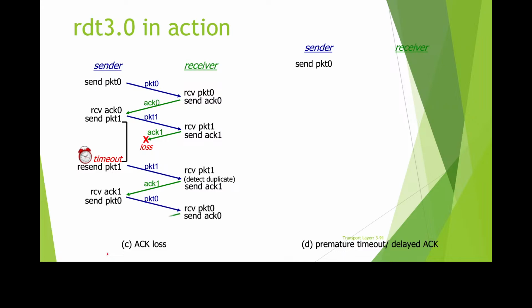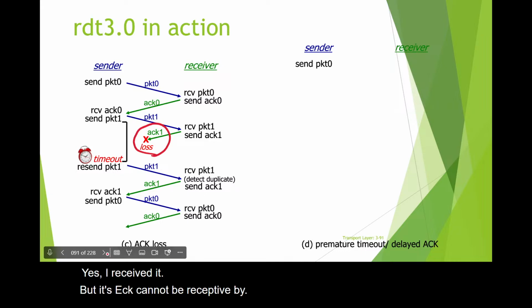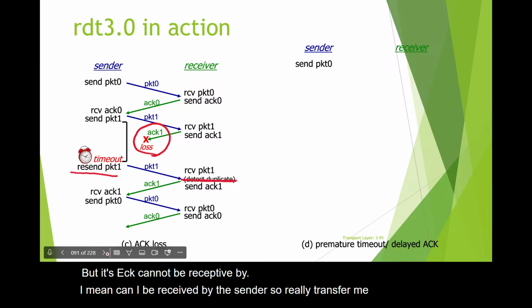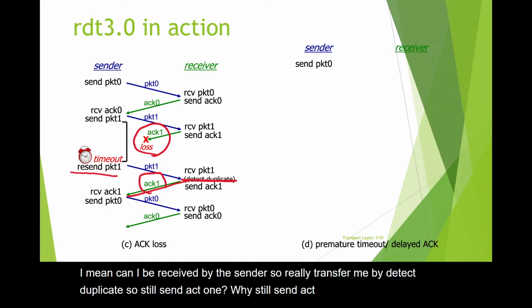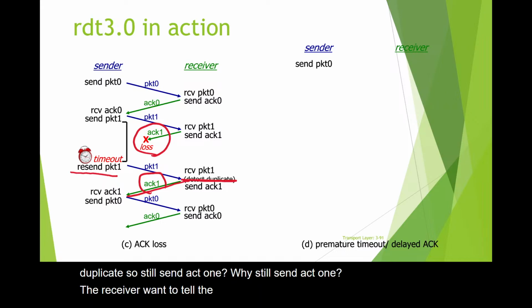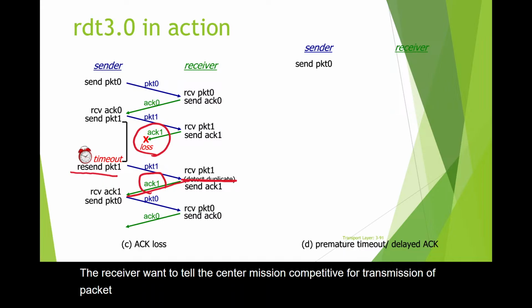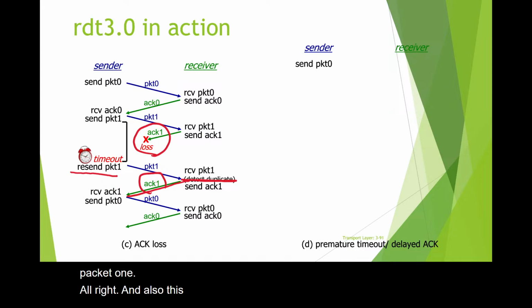And how about the current case? Yes, I receive it, but its ACK cannot be received by the sender. So it retransmits, but the receiver detects a duplicate. So it still sends ACK 1. Why still send ACK 1? The receiver wants to tell the sender, mission completed for transmission of packet 1. This is also a concept of NAK-free. So you use ACK 1, and for the remaining, everything is correct.